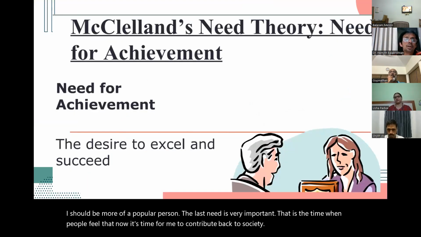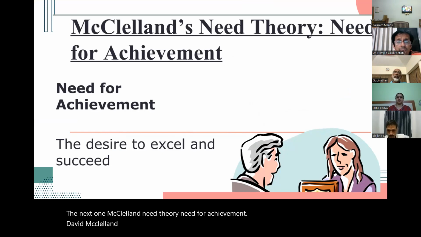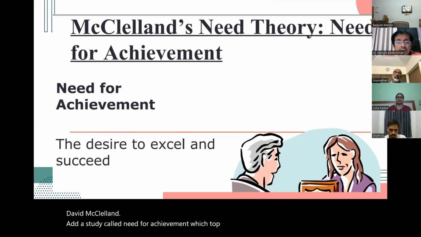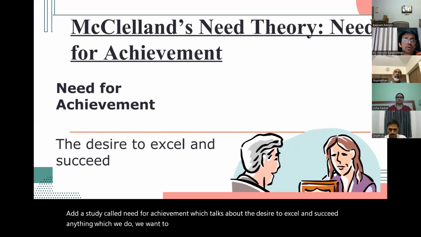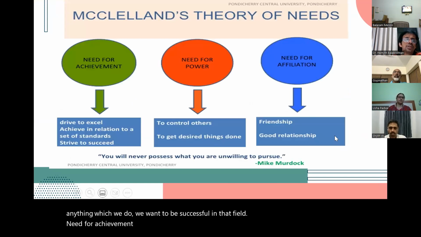The next one, McClelland's need theory for achievement. McClelland had a study called Need for Achievement, which talks about the desire to excel and succeed. Anything which we do, we want to be successful in that field. So, need for achievement has three dimensions. One is drive to excel.